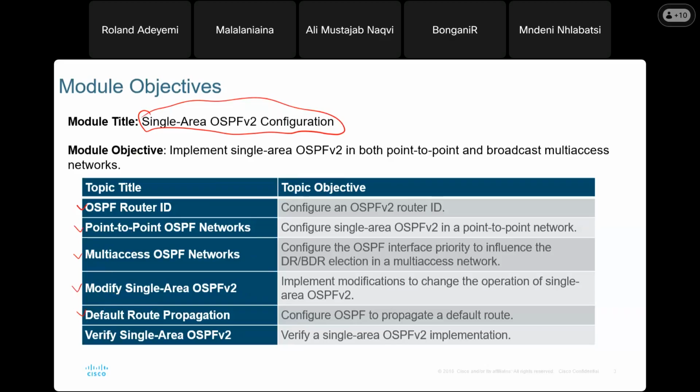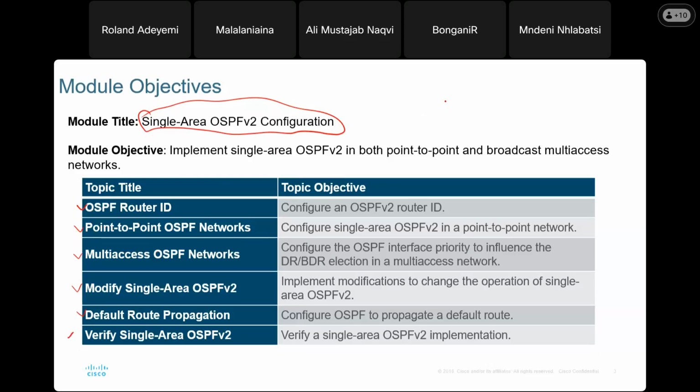and verify single area OSPF. Now, I am not sure if we can do all. I am going to take my time. We can't do all today. We'll finish it on Wednesday because we need to understand something.